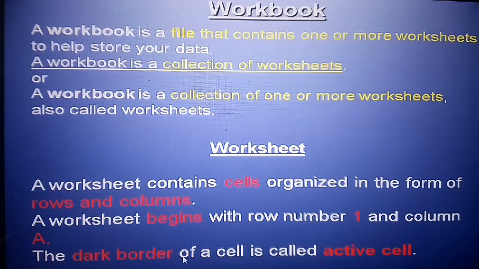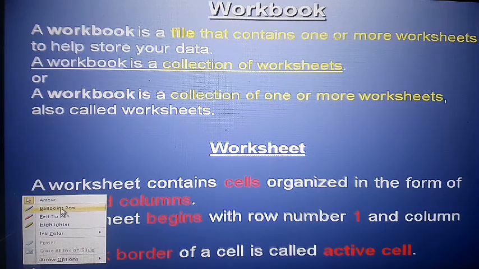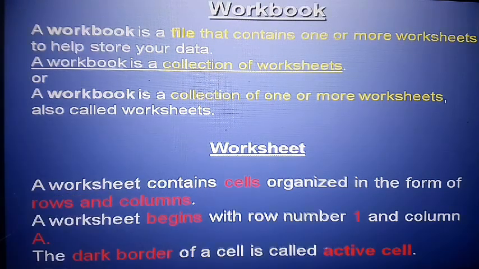The dark border of the cell is called the active cell. You know, a dark border, like this type of border. When you click, this one is active for writing. What is the meaning of this? This one is the active cell. It is ready for you to type inside.